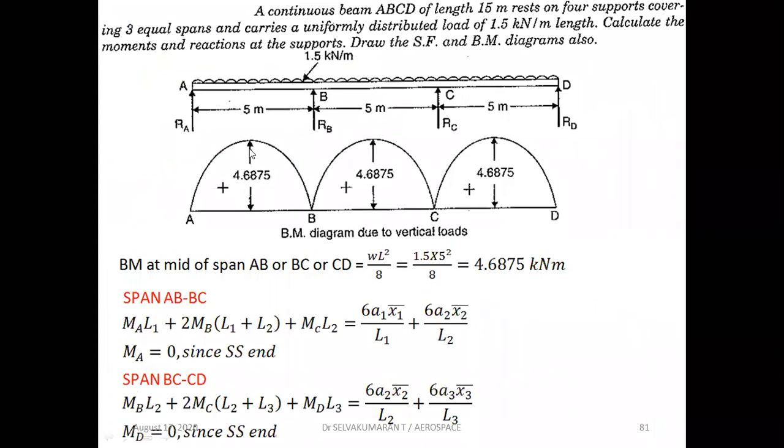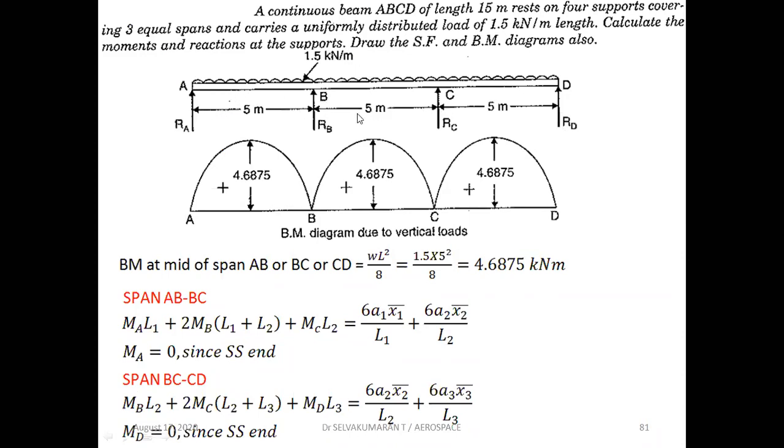So 4.6875 for each. When I consider all three as individual, simply supported beams, I can draw a parabola in each, with WL square by 8 at the middle of each. Now, whenever you use Clapeyron's method, you must have only 2 spans. Now you have got 3 spans.